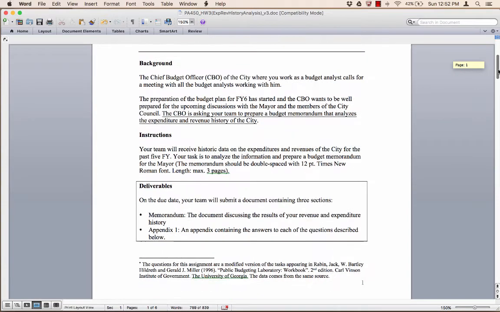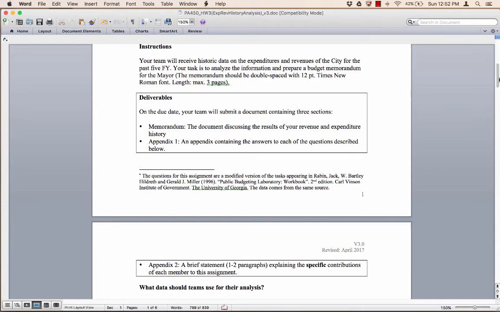The deliverables for this assignment are as follows. Each team will submit one assignment. At the top of that assignment, I want to see the memorandum. This will be the document where you will be discussing the results of your analysis. Then you will have one appendix that will include the answers to each of the questions that I will explain later. And then there will be a second appendix where each member of the team will include a brief statement, and by brief I'm talking about 1 or 2 paragraphs explaining your specific contributions to this assignment.